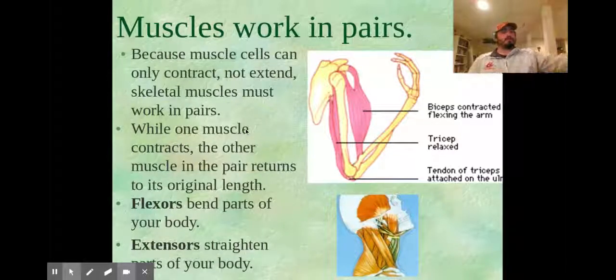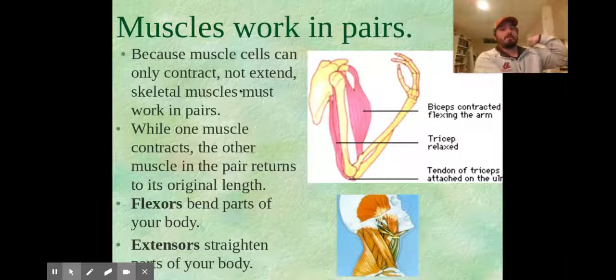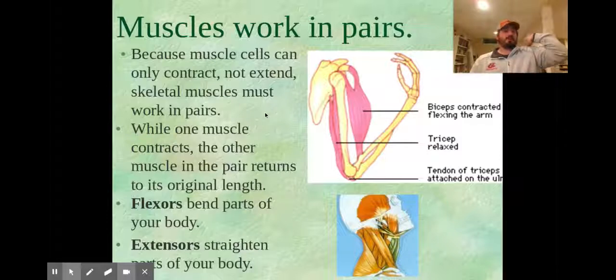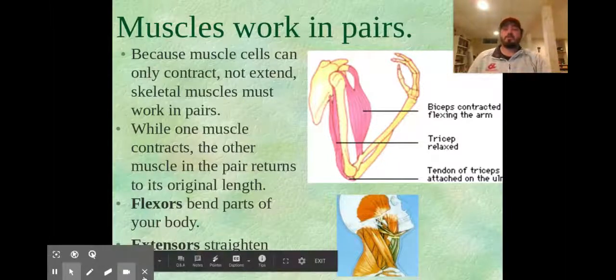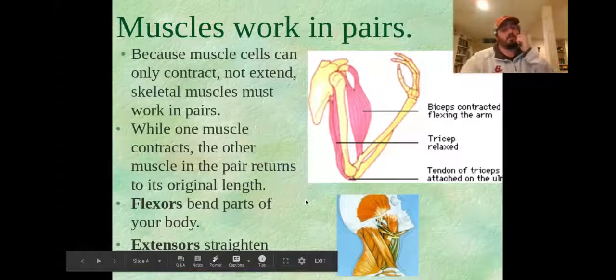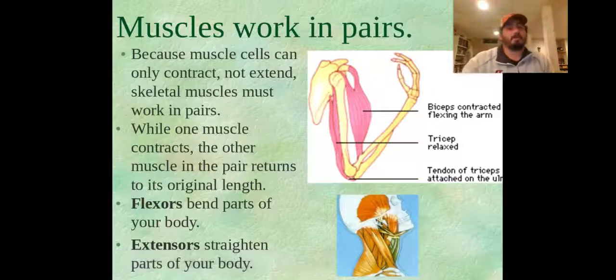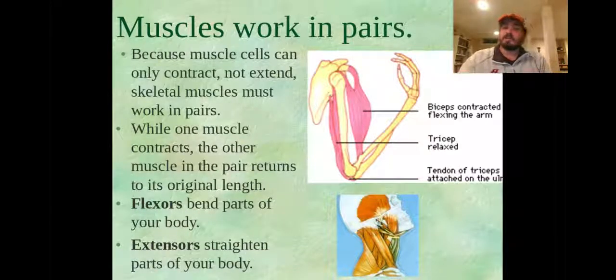So our bicep gets really, really short here. Well, what's that muscle down here underneath that works opposite? The tricep, right? So when I contract my tricep, it now brings that bicep back to the original length. And we have kind of two types of these muscles, or two names for when they work in pairs. We have flexors and extensors.